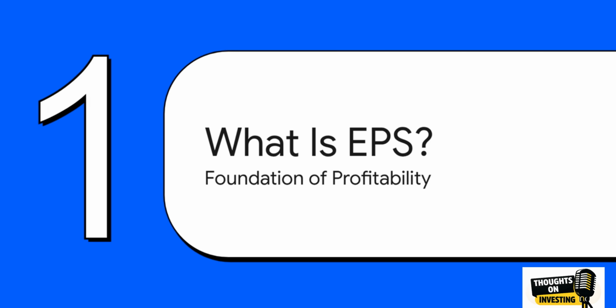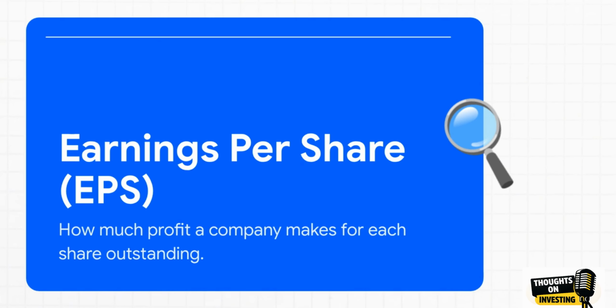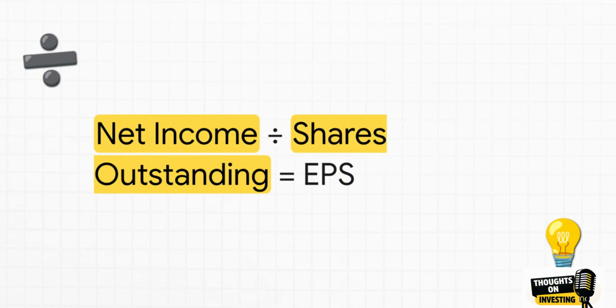All right, part one. What exactly is earnings per share? Think of this as the bedrock, the absolute foundation of a company's profitability. In plain English, EPS tells you how much money a company made for every single share of its stock that's out there. It cuts through all the noise and just says, for each share, this is the profit. It's that simple. And the math? It couldn't be easier. Seriously. You just take the company's total profit, that's its net income, and you divide it by how many shares exist. That's it. No complicated calculus here.